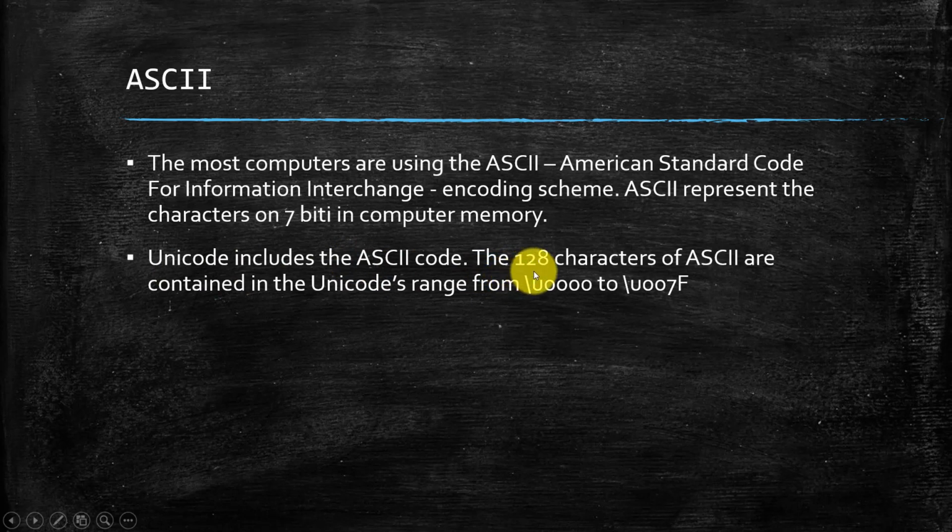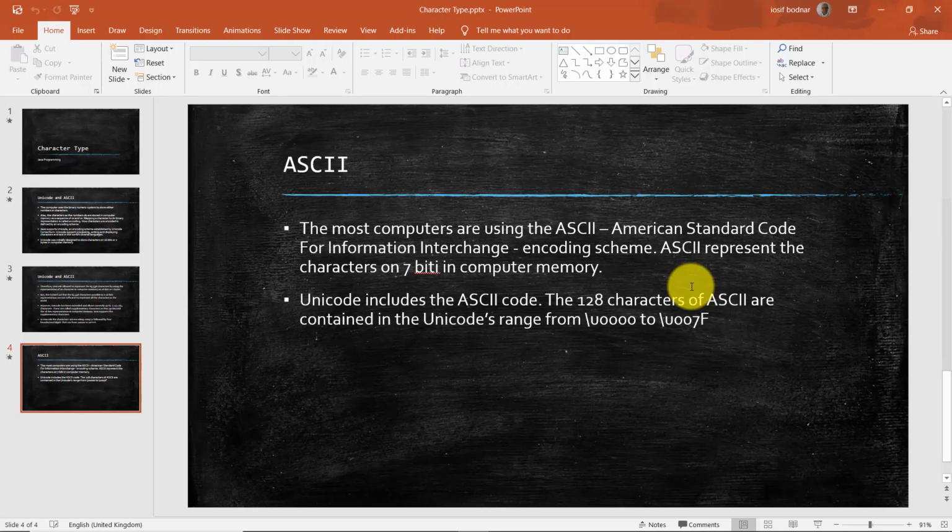The 128 characters of ASCII are contained in the Unicode range from \u0000 to \u007f. So that was a brief theoretical presentation about Unicode and ASCII, which are encoding schemes used to represent the characters in computer memory.